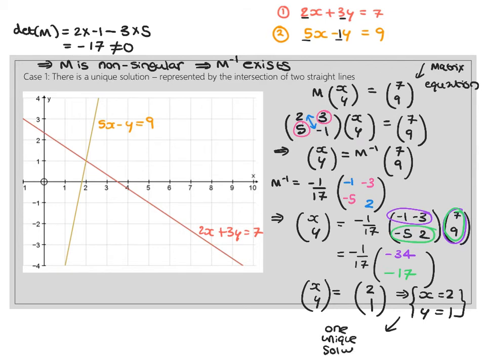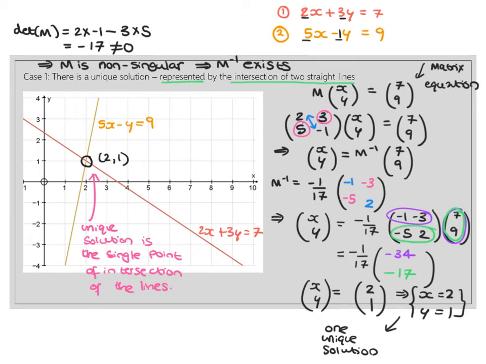Now let's return our attention to the graph. Look at that point of intersection. Can you see it's the point with coordinates 2, 1? So in a matrix equation, which relates back to a pair of linear simultaneous equations, if the matrix is non-singular, then the solution is represented, you can see it up here, by the intersection of two straight lines, and of course they intersect at a single unique point. So the whole point of this is to understand the link between the simultaneous equations, the matrix equation, and the graphical representation of the simultaneous equations.